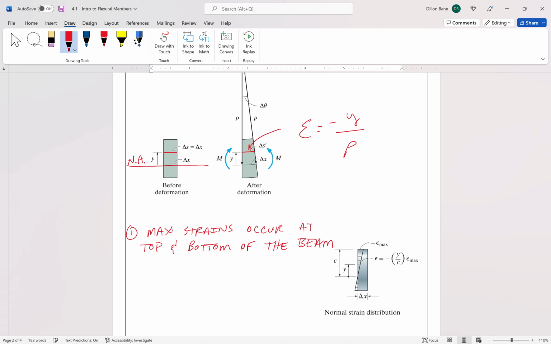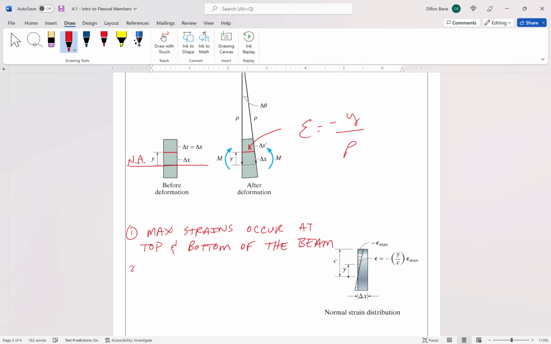So if we're going towards the top of the beam, we get a positive y, which means we'll get a negative strain. And if we go down from the neutral axis, we will have a negative y value, which will make our strain positive, meaning tensile strain on the bottom, compressive strain on the top, which makes sense because that's what we've said we're going to have with this beam bending orientation. So first, our maximum strains occur at the top and the bottom.